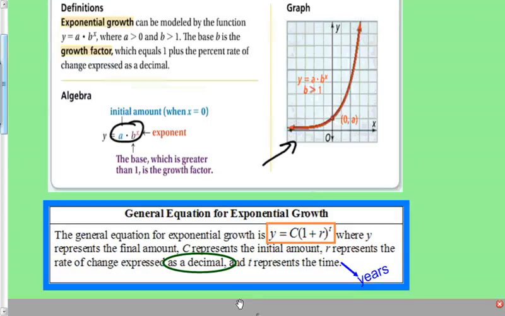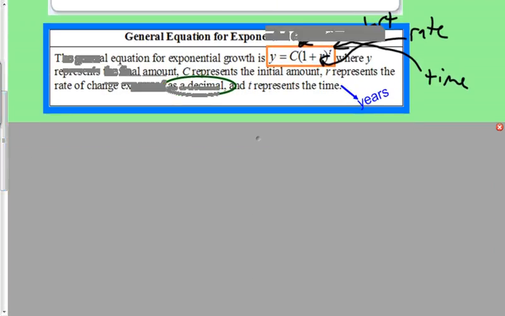The general equation for exponential growth would be, instead of a, we're using c. That's the initial amount. That's what you're starting with, or your starting point, your y-intercept. Then 1 plus r, so that instead of saying b, it's just 1 plus r, where r is the rate of change, raised to the t power, and that would be over time, which is usually years. Okay, and that's explained right here. That's general exponential growth, because exponential growth does happen. It's stuff that happens over time.